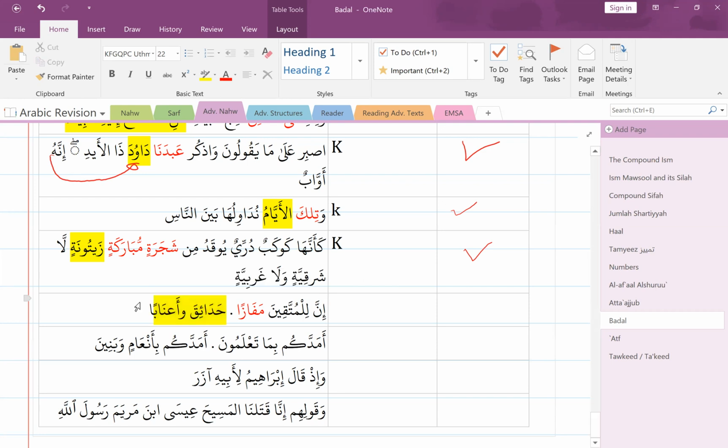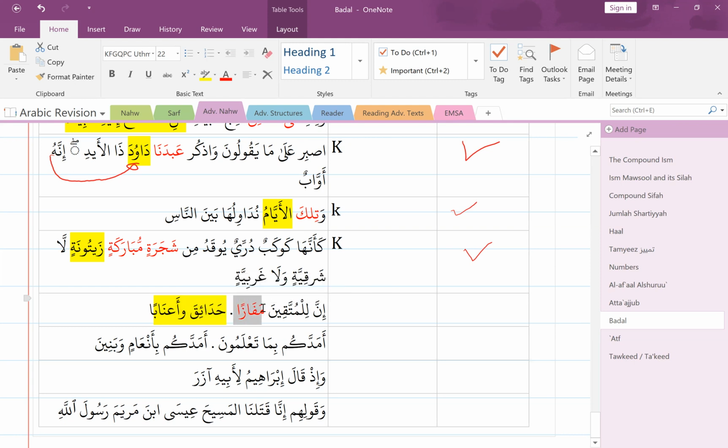And this, by the way, happens a lot in the Quran. You would find that the ayah ends with a mubdal minhu and the next ayah begins with a badal. So this is actually the end of the first ayah: Inna lil muttaqina mafaza. The ayah ends. Then hadaiq wa a'naba. If you were just doing the i'rab without looking at the entire surah, you'd be like, okay, why is this nakira? Why doesn't it have al? It's because it's going back to mafazan.